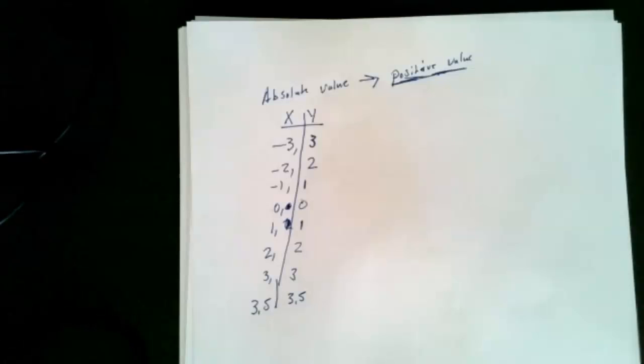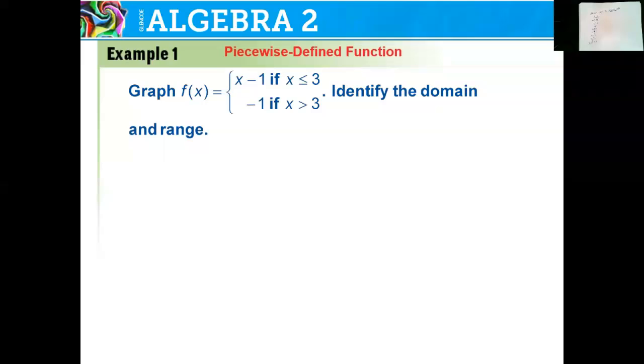Okay, so let's get into it. So here, our first one, we're graphing a piecewise defined function, and we want to identify the domain and the range. Okay, so when you're dealing with these, you can see that f of x is x minus 1 if x is less than or equal to 3.